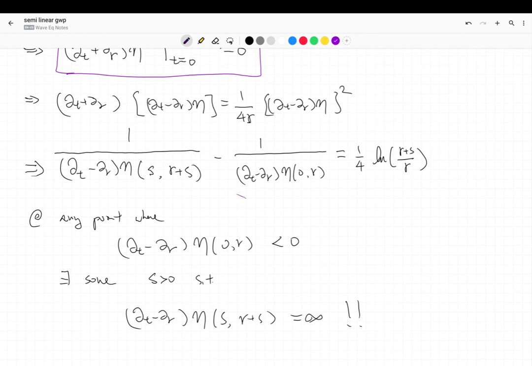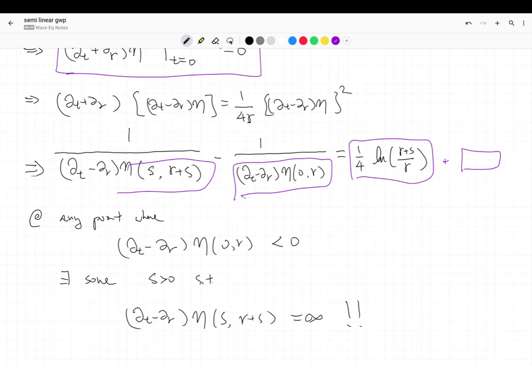Because this term is negative, it is equal to this term, which is a positive number since r plus s is bigger than r, plus something that's negative. When s is equal to 0, this is natural log of 1, so this goes to 0. So for some positive s, this is going to increase and make this whole thing 0. But if 1 over something is 0, this thing over here is actually going to blow up to infinity. So (∂t minus ∂r)η evaluated at s, r plus s is going to be infinity for some finite s, and this only depends on η having a sign. It does not depend on the norm of η.